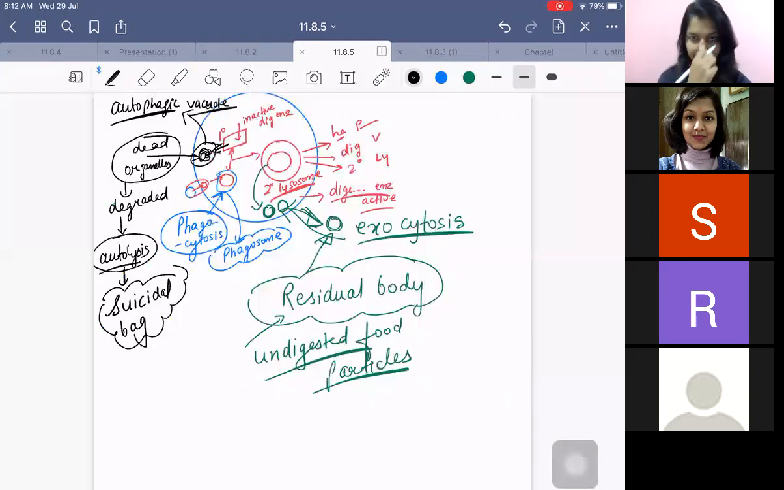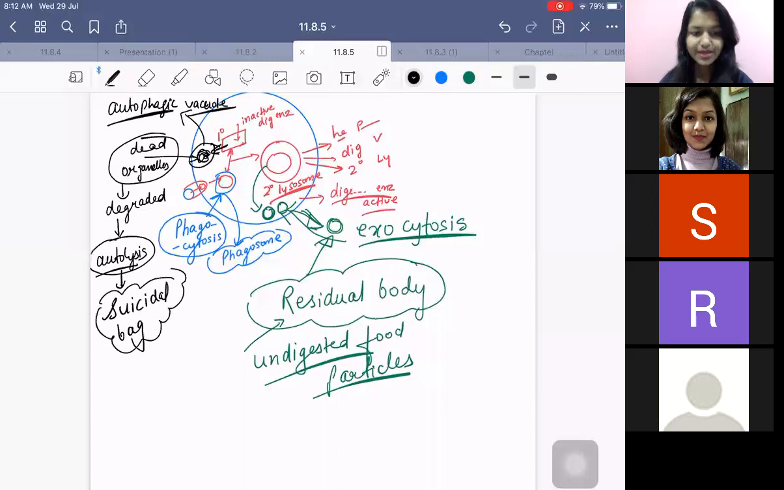Any doubt? Lysosome, how it is formed? What can be the functions of it? Any doubt, you can let me know. Is there any doubt? So that is lysosome. Okay. Yes? Is there any doubt in lysosome? Anyone has any doubt? No? So that's all about it.